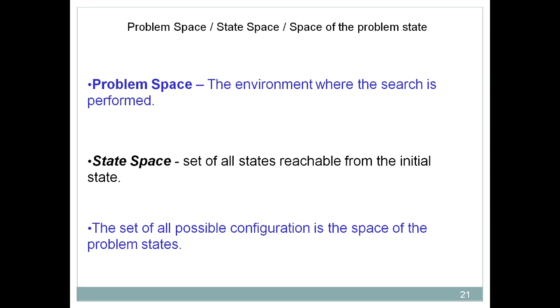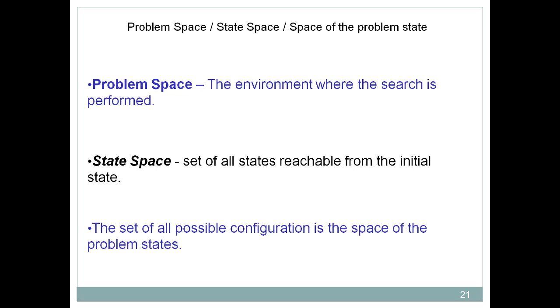So problem space is an area where we are searching for our solution, and state space is a collection of all states that are reachable from the initial state. In this case we have three kinds of states: the initial state, intermediate states, and the final state. The set of all possible configurations is the space of problem states. So problem space is important, because it is where we are going to find the solution.